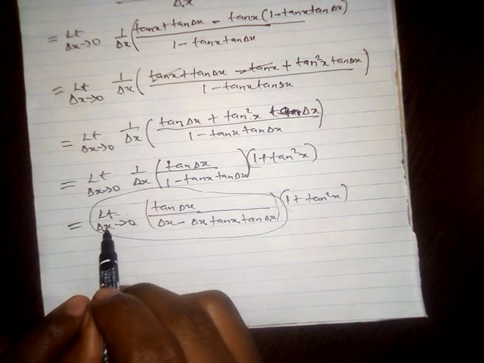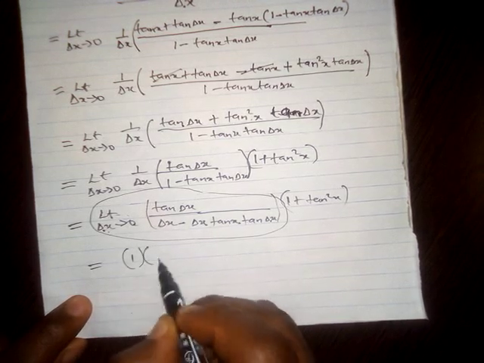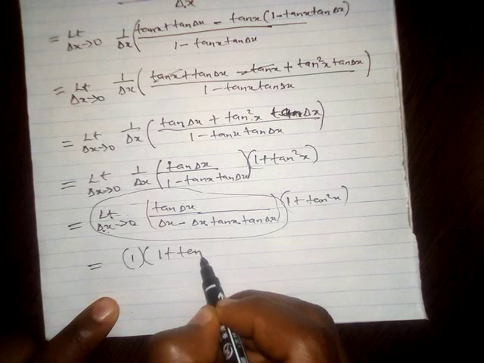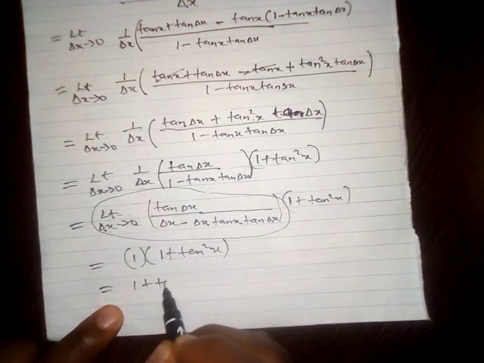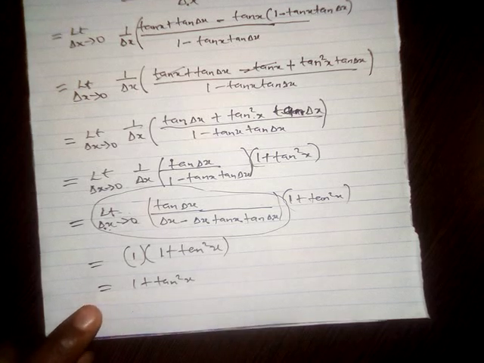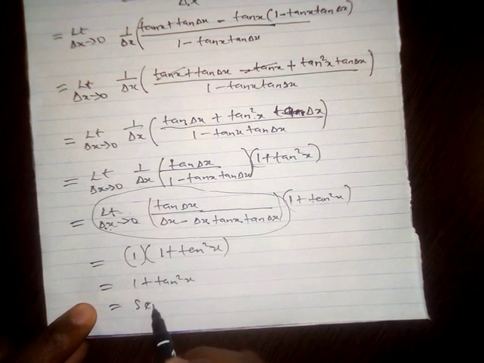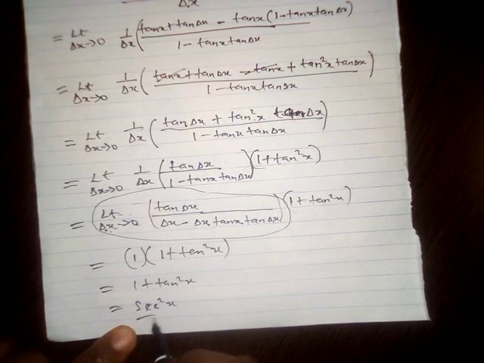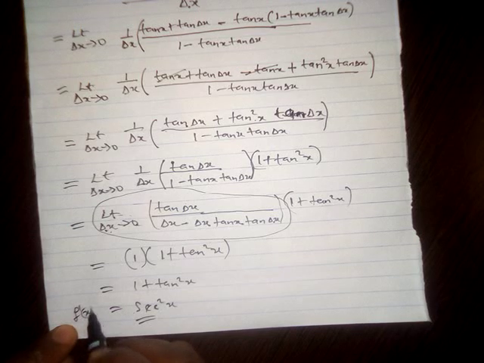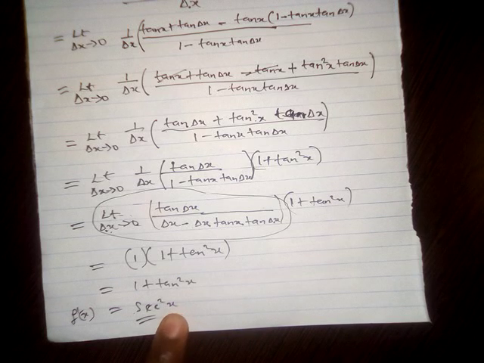So since we know that the limit of this is 1, we put this as 1 times 1 plus tan square x. Now this is equal to 1 plus tan square x. Now remember our trig identity. 1 plus tan square x is equal to what? Sec square x. So therefore our f prime of x is equal to what? Sec square x. So if we differentiate tan x, we have what? Sec square x.